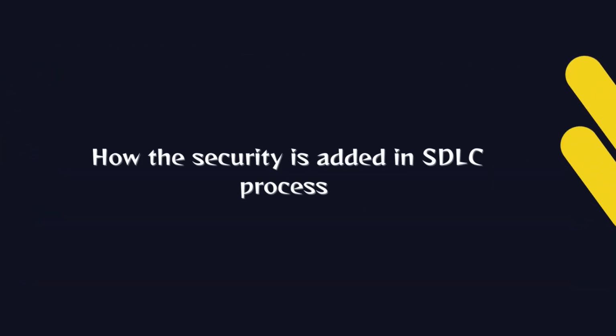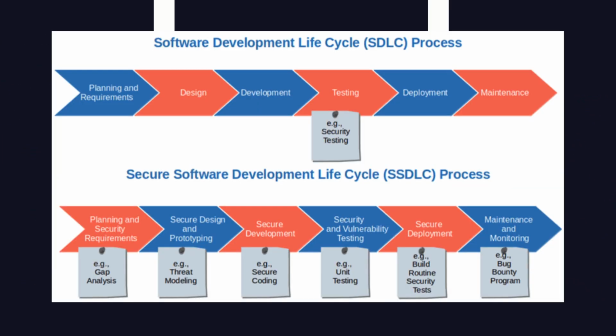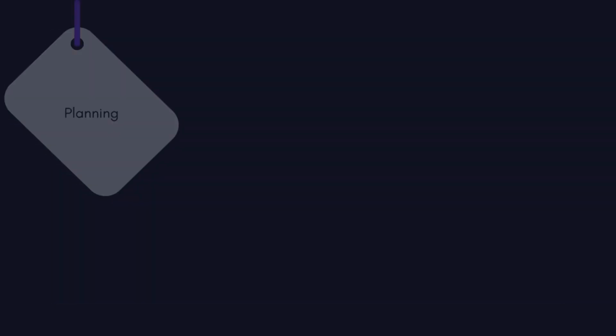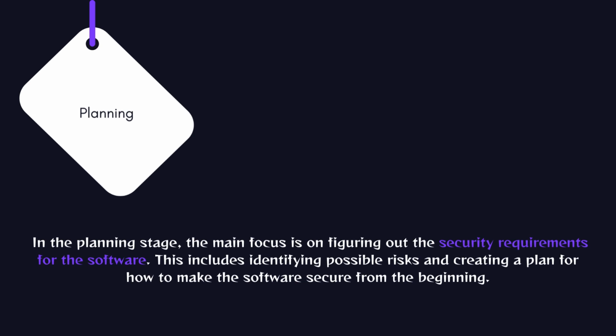How security is added in the SDLC process. Here we see how security takes place in all the phases. Planning. In the planning stage, the main focus is on figuring out the security requirements for the software. This includes identifying possible risks and creating a plan for how to make the software secure from the beginning.